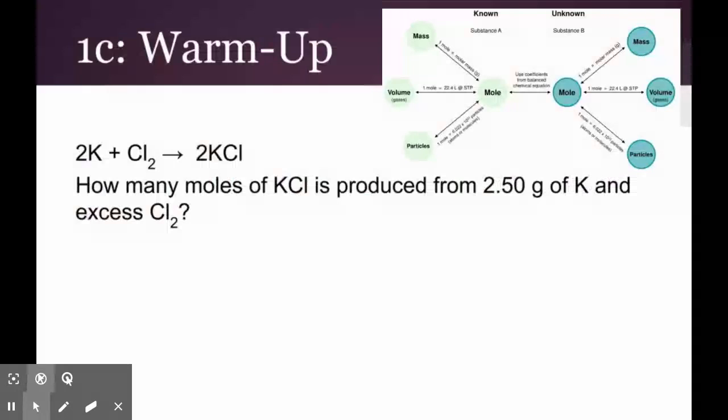So before we get started with three-step, we want to do a review of the two-step we learned in the last lesson. So go ahead and pause the video and do this warm-up and come back for the answer.